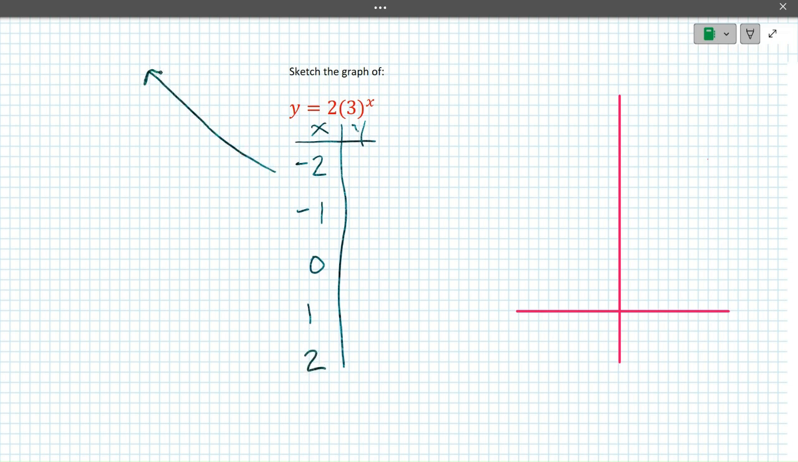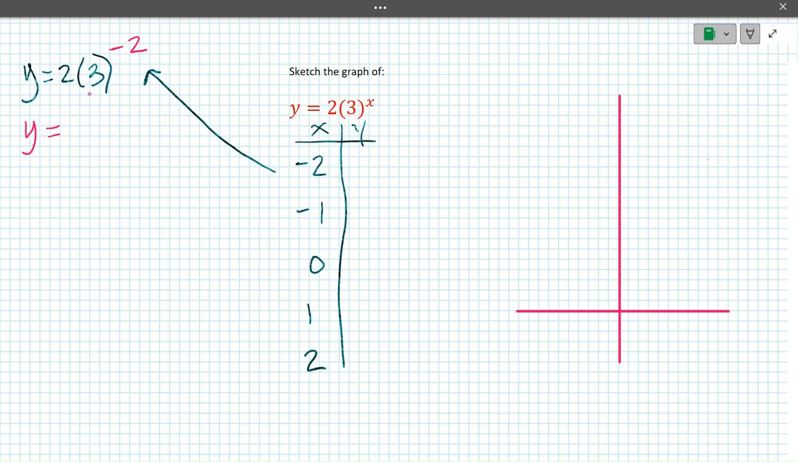So here's where we come in and evaluate. Evaluate is another way of saying substitute in your x value. So in this case, -2, everywhere you see x in the equation. So that's what I've done there. So you can see y equals 2 times 3 to the x, and I've substituted -2 for x, and then we're just going to simplify.